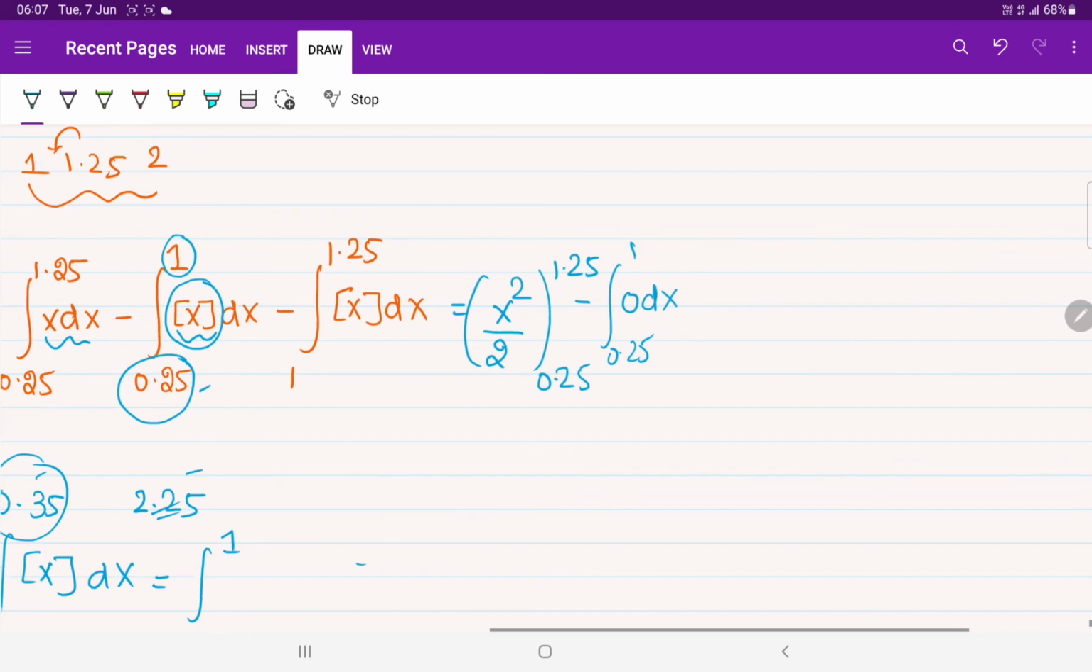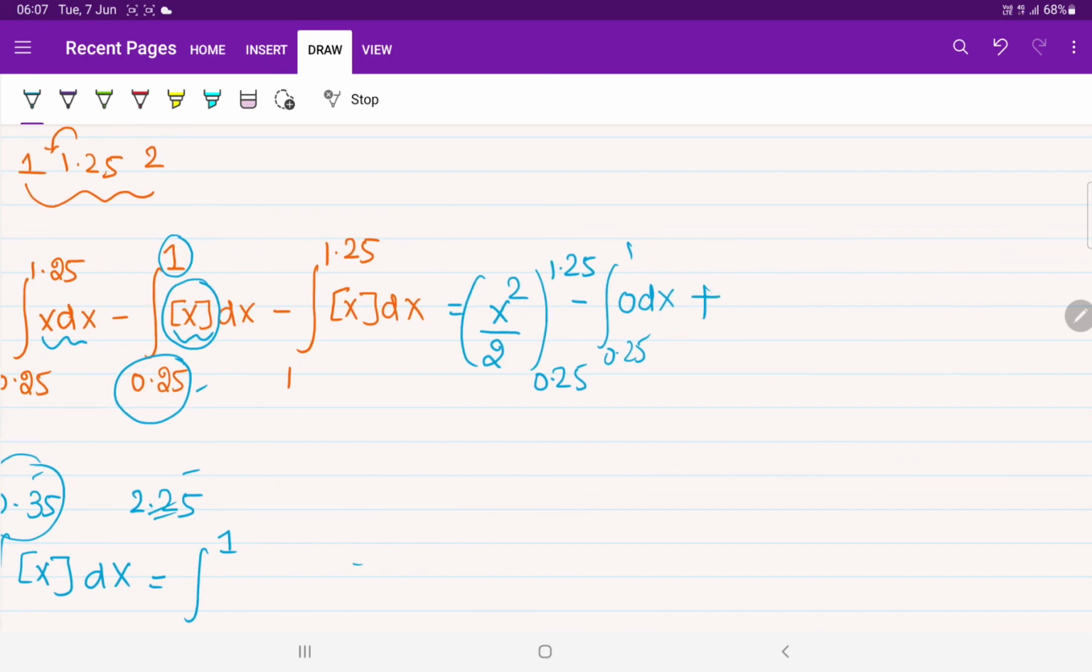What will you get for the second one? Between 1 to 1.25, the nearest integer value should be less than your maximum limit. Basically, we have 2 points only. One is 1.25, another one is 0.25. We have only 2 points. So you should select the first one, 0.25. Less than 0.25, the nearest integer value is 0.